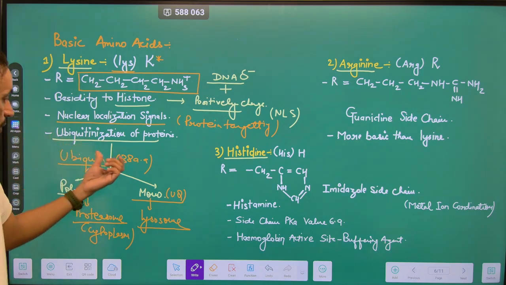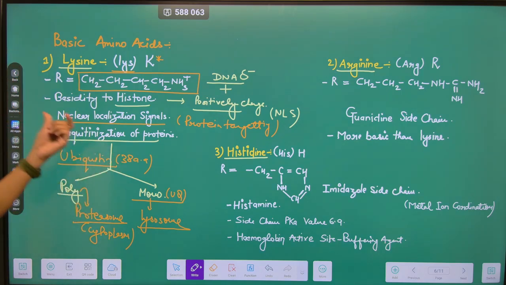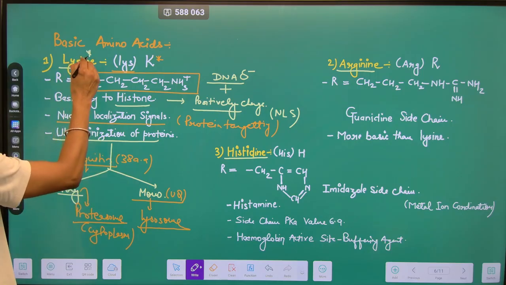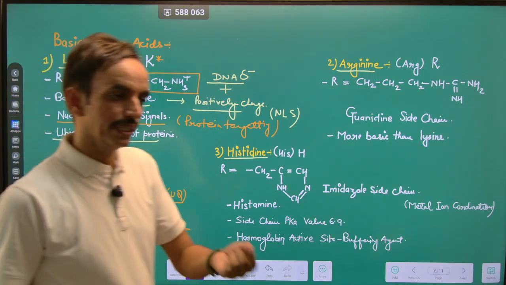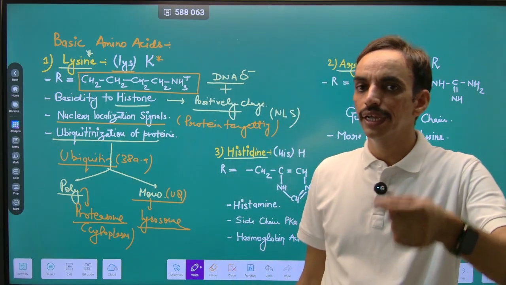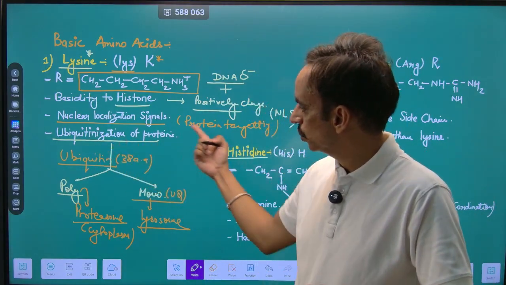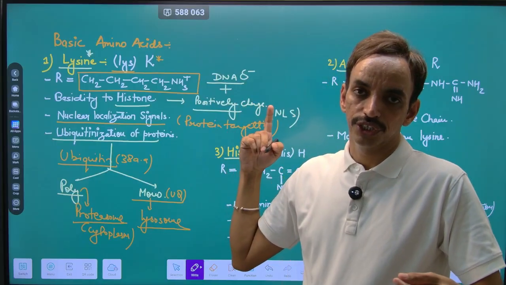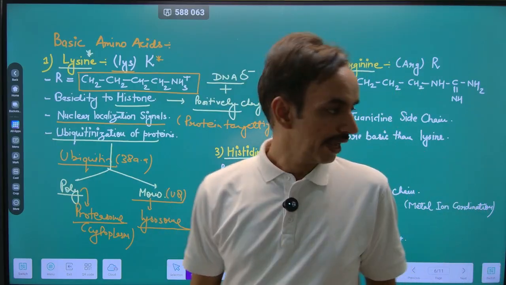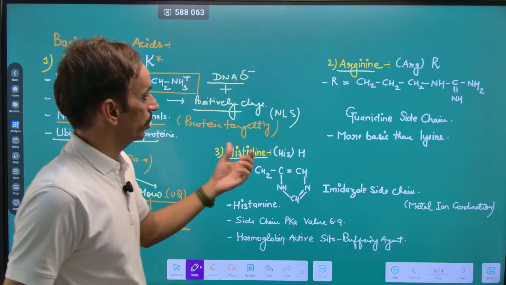So this ubiquitin is generally added to the lysine amino acid. The ubiquitin is added on the lysine amino acid present in the protein. That's why we are stating that it is also involved in the ubiquitination of proteins. We will talk about this further when we study proteins.